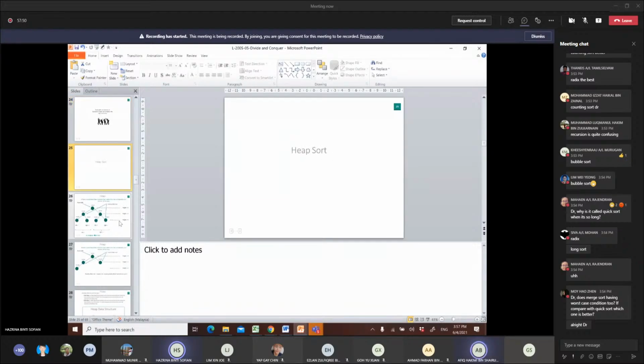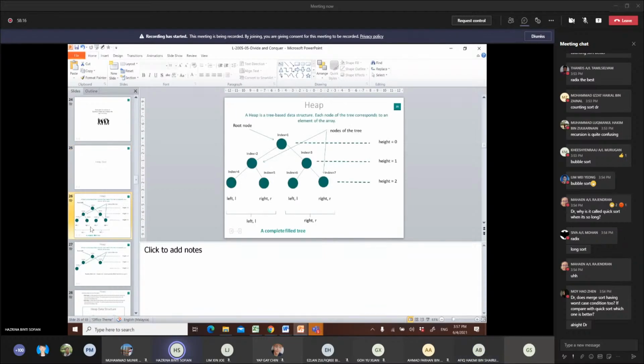Now is the heap sort. In order for me to explain heap sort, I realized that I need to explain about the heap first, and then I also need to explain about the max heap. So the next algorithm is heap sort, but we are going to learn about the concept of heap.